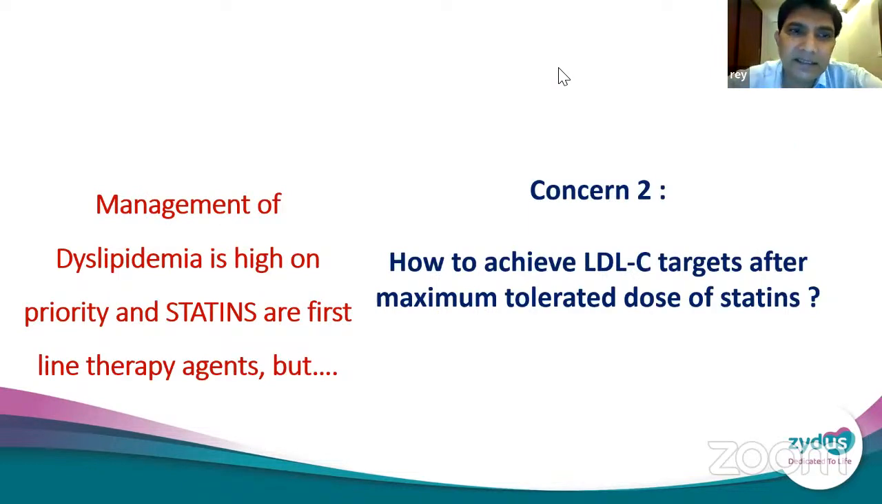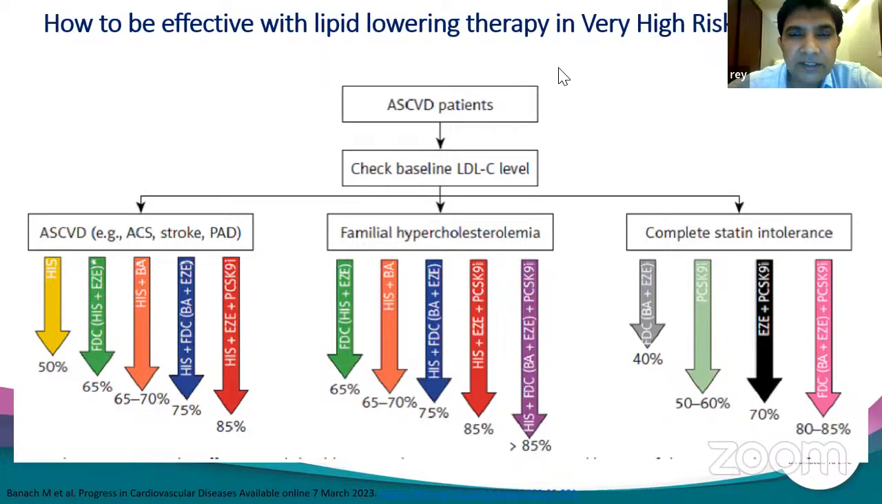So our second concern is how to achieve LDL targets after the maximum tolerated dose of statin. In patients diagnosed with atherosclerotic cardiovascular disease, we check the baseline LDL cholesterol. If the patient already has atherosclerotic disease, meaning ACS, stroke or peripheral artery disease, with high intensity statin only 50% of patients achieve the target level of LDL. But if we add ezetimibe to the high dose statin, 65% achieve the target level of LDL.